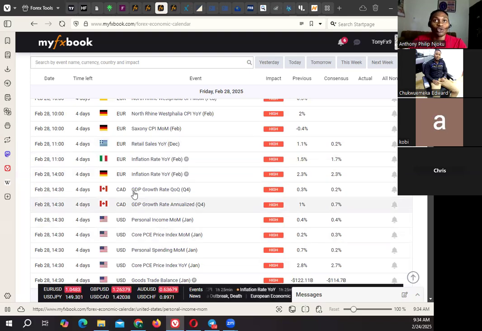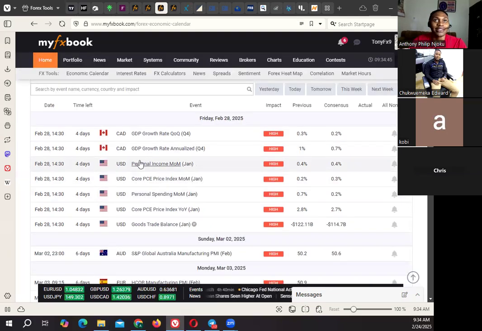Then to wrap up the week on New York session, we have GDP for Canada. A higher GDP is good, a lower GDP is bad. Then we also have USD personal income month-over-month. A higher figure than 0.4% is good. A lower figure than 0.4% is bad. Then we have the core PCE price index month-over-month, personal spending month-over-month, the price index year-over-year, and the goods trade balance. If you get a figure higher than 0.3%, it is good. Lower is bad. Personal spending month-over-month, higher than 0.2% is good. Lower is bad. And the price index higher than 2.7% is good, lower than 2.7% is bad.